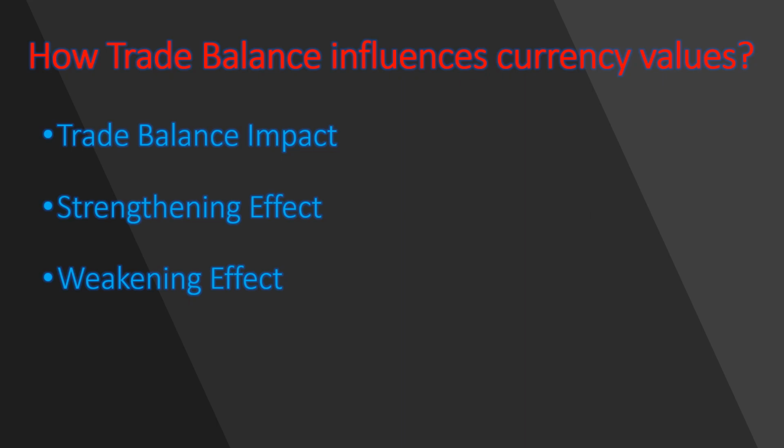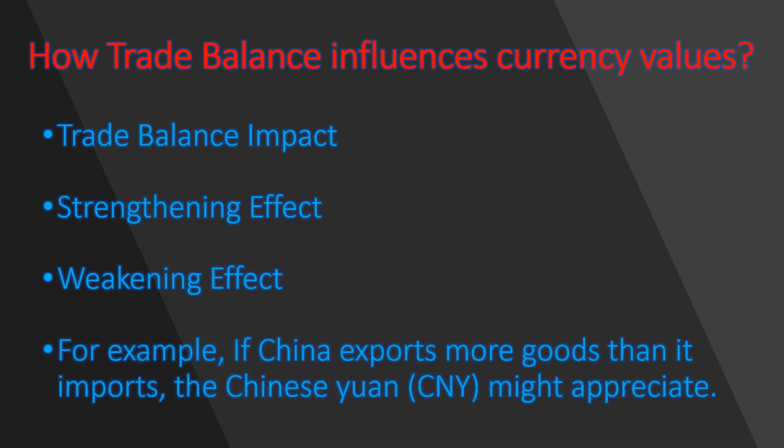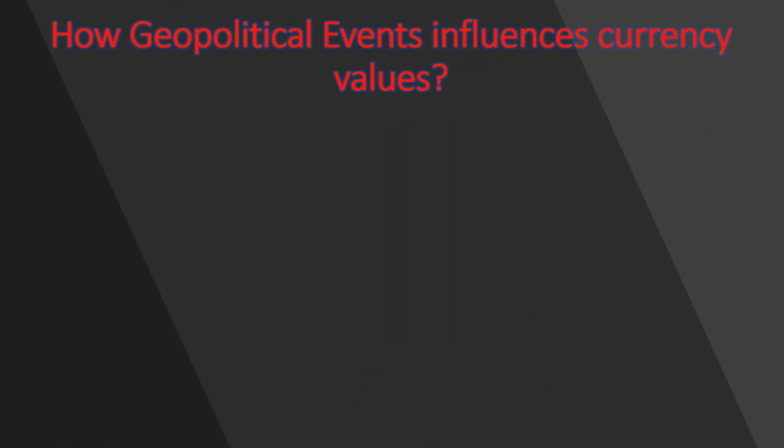Weakening effect. Conversely, a trade deficit, where a country imports more than it exports, can put downward pressure on the value of its currency as more of its currency is used to purchase foreign goods and services, reducing its relative worth. For example, if China exports more goods than it imports, the Chinese yen might appreciate. Geopolitical events influence currency values due to geopolitical uncertainty, conflict-driven fluctuations, and trade tensions. Let us see one by one.